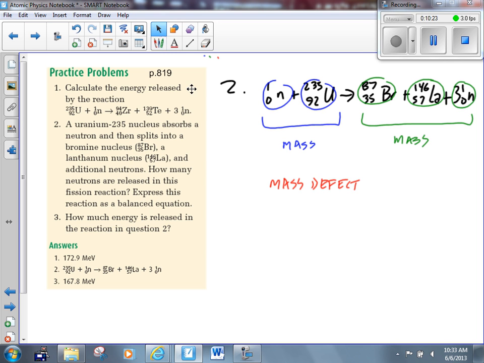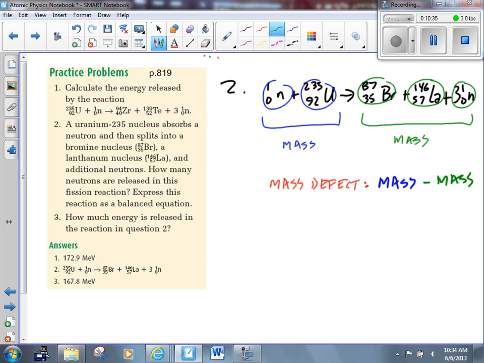The mass defect is the mass of the reactants minus the mass of the products. Or you can go the other way around, Courtney, as we said when you asked that question. You're just going to get a negative value. When you go to figure out what the energy is, just drop the negative and make it positive, that's all.